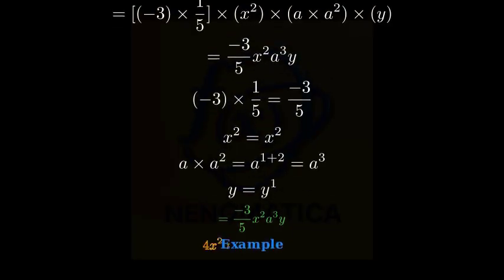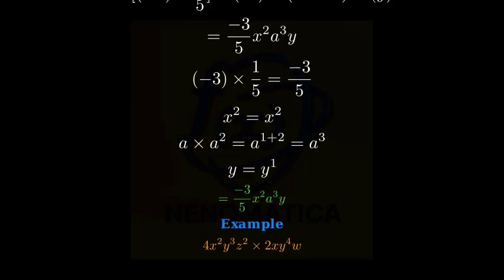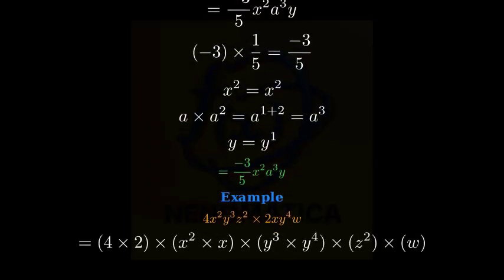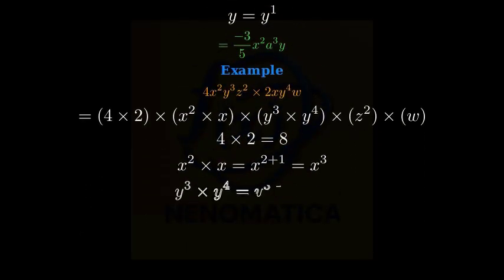For our fourth example, we'll multiply 4x squared y cubed z squared times 2x y to the fourth power w. Let's group the similar terms together. We'll group the coefficients, the x terms, the y terms, the z terms, and the w term. Now, let's multiply each group.